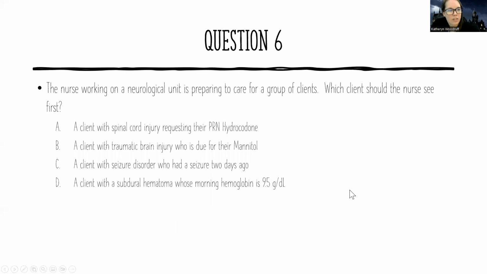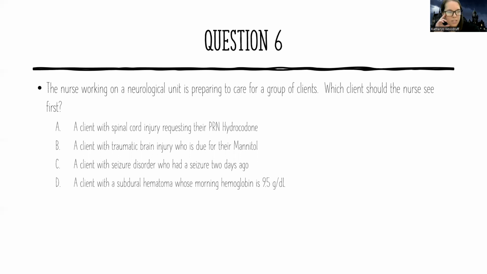Question 6, the nurse working on a neurological unit is preparing to care for a group of clients. Which client should the nurse see first? So you guys hate these questions because usually it has like 4 different patients that you need to know about. But we love as instructors these questions because it really tests your knowledge over multiple clients. So we need to look at what their diagnosis is and then what is going on that we need to do for them to prioritize these.